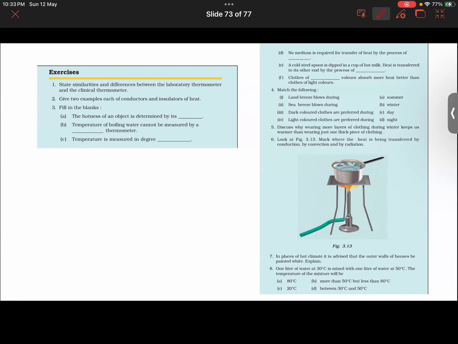While darker colors will be absorbing more amount of sunlight, the lighter color will be reflecting more of the sun's. Particularly, what is it reflecting? It is reflecting the radiant heat. You know that the sun's light consists of electromagnetic radiation also.